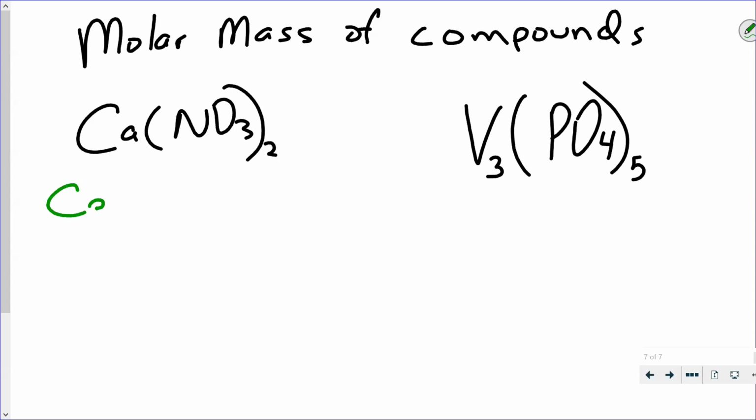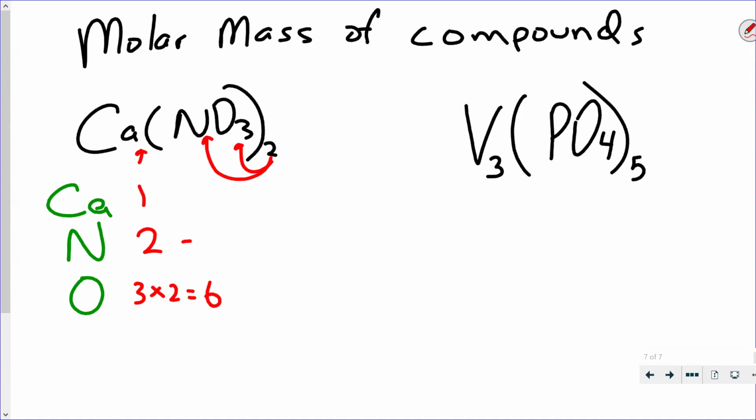So in this case, I see calcium, nitrogen, and oxygen. And parentheses, as in math, means I distribute or multiply. So I need to distribute or multiply to get my answer. So I need to distribute the two to the oxygen and the nitrogen. There's one calcium, no number is there, so that means a 1. If we write the element, that means there is 1 or more. Nitrogen, 1 times 2 gives me 2. Oxygen, 3 times 2, that's 6.